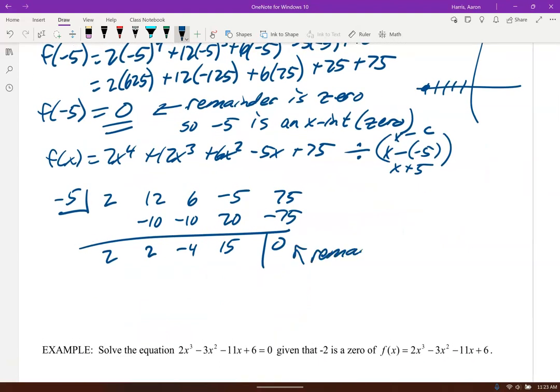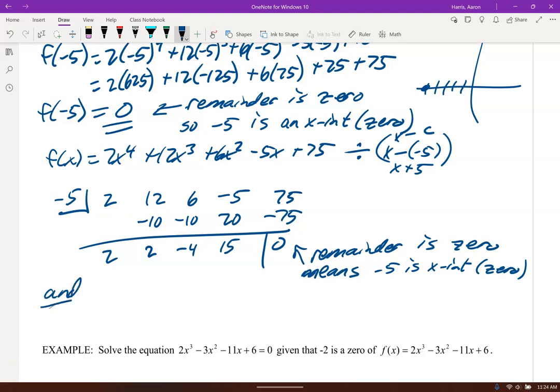So the remainder is 0, which also means not only is -5 an x-intercept, but x minus -5 is a factor of the original function, right? So it means it's a factor of the original function, x minus -5. So x plus 5 goes into it cleanly.